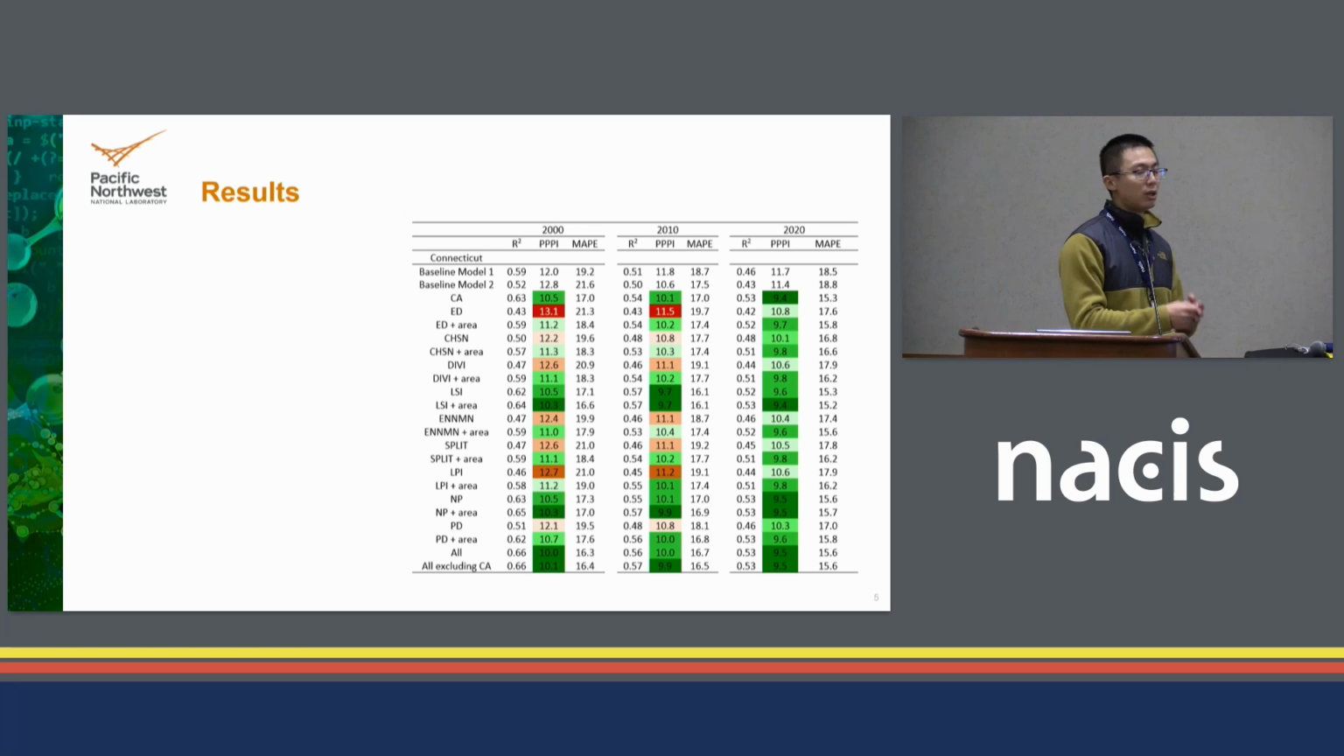One is solely based on that landscape metric. For example, for the ED, which is edge density, the first ED is simply using edge density in the regression model for the prediction. And the second is ED plus area, which means besides the edge density, we also incorporated the area of each zone in the random forest regression model, because we found that for some of the landscape metrics, the calculation has already included the area information.